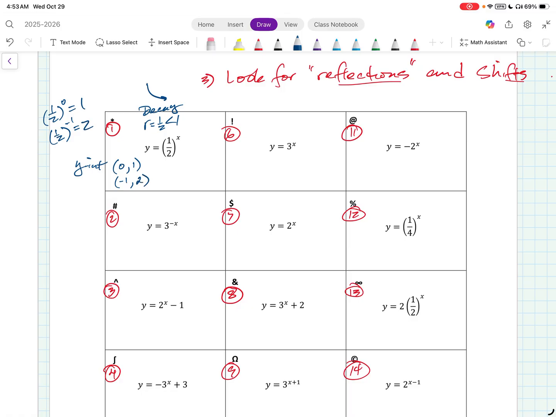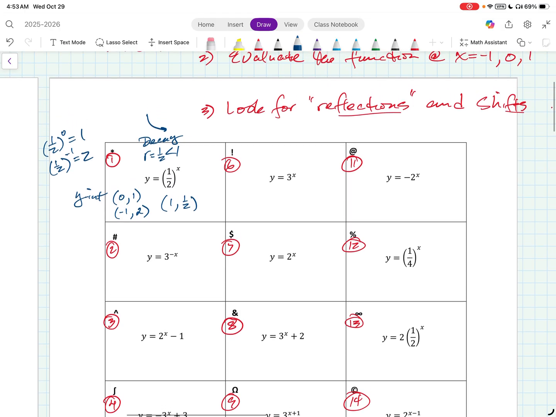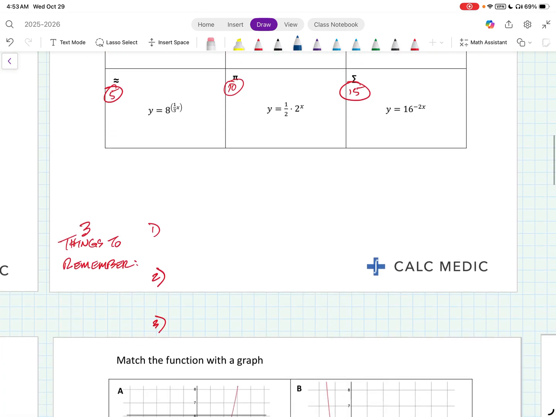Okay, so -1 comma 2 is on the graph, and then we're going to evaluate it at 1, and 1/2 to the first power is obviously 1/2. So we have 3 points on the graph, and now we go fishing, or hunting. We have to look for this, and keep in mind, look for the y-intercept here at 0, 1, and then look at -1 comma 2.